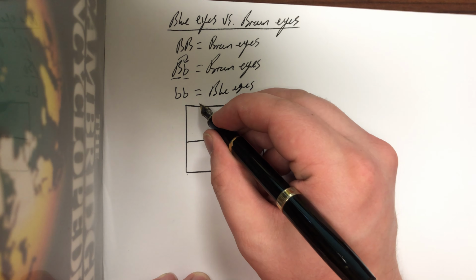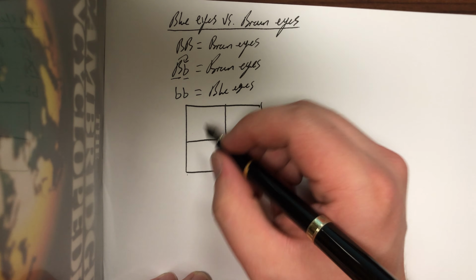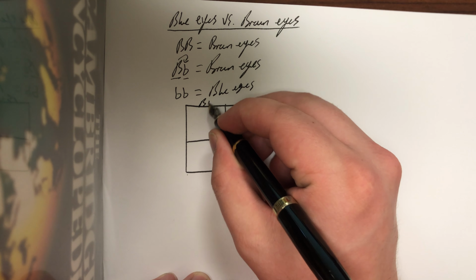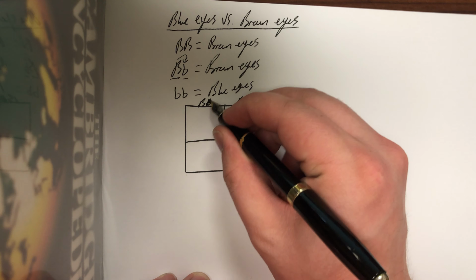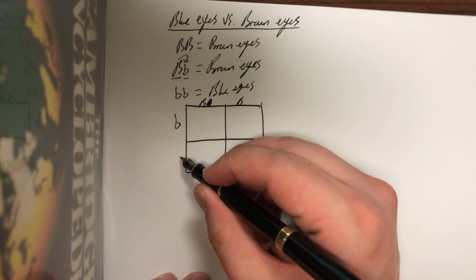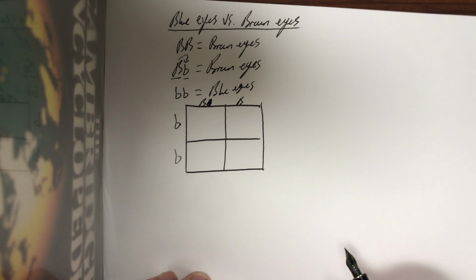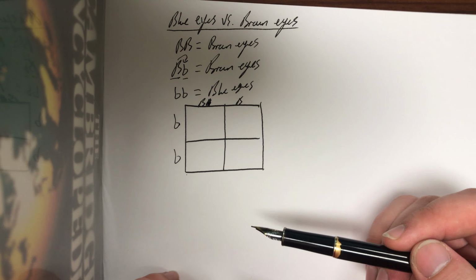So let's say the dad has two dominant traits. He's brown-eyed all the way. Oh, I don't know why I put two there, I'm sorry. And let's say the mom has blue eyes, meaning she has to have two recessives. We need to know what's the probability that their child will have blue eyes.